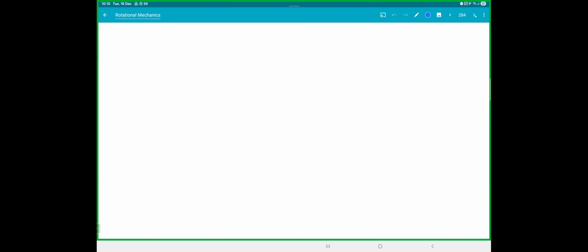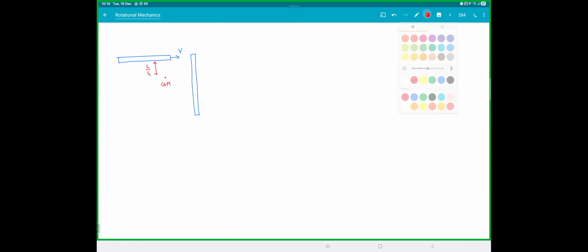Let's see. So just before collision, you are going with V. This is there. So your center of mass will be somewhere here, which would be at a distance of L by 4. You can actually just do it in one step, actually, conservation of angular momentum.